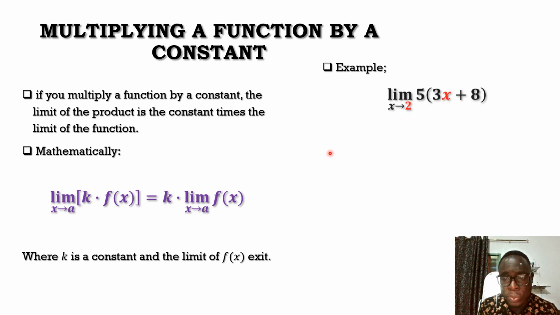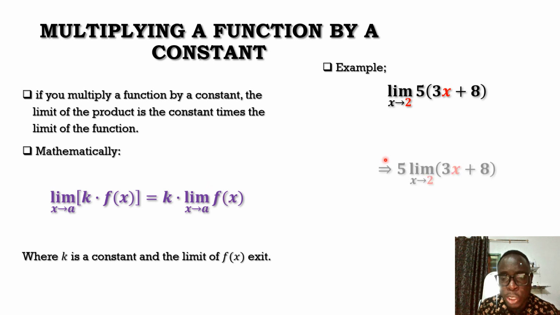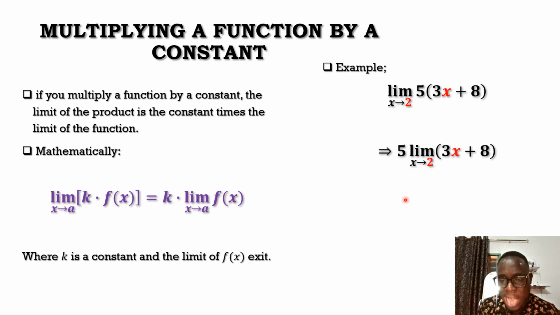For example, we have the limit of 5 multiplying 3x plus 8. In this case, 5 becomes the constant and 3x plus 8 becomes the function. So what will be the limit when 5 multiplies 3x plus 8 as x approaches 2? The rule is saying that the constant k will be outside, then we find the limit of the function. So here 5 will be outside and we are going to write the limit as x approaches 2 of 3x plus 8.